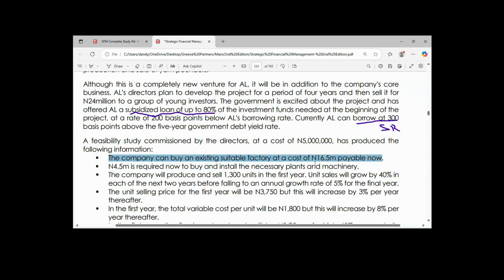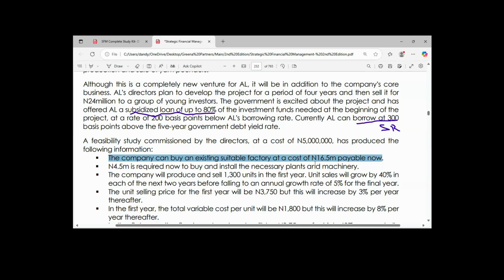This is a second-hand asset, which means that the second-hand asset is not qualified for capital allowance. So you cannot claim capital allowance on the second-hand asset as far as finance is concerned. So it is believed that the original owner of this building might have been claiming the capital allowance and they cannot transfer it as far as finance is concerned. So that 16.5 million naira is the initial outlay, and then it's not qualified for capital allowance because it's a second-hand asset.